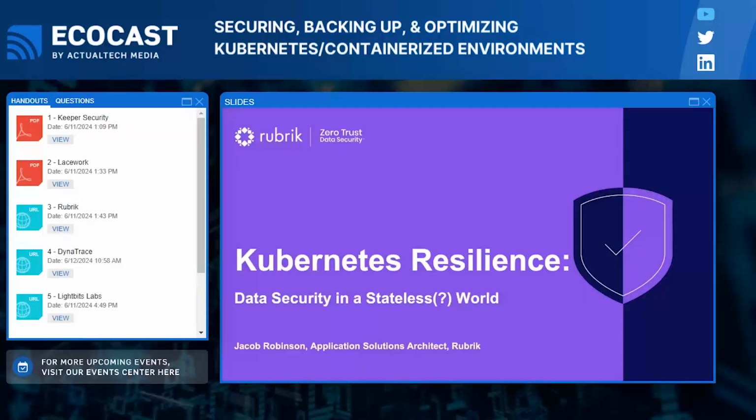My name is Jake Robinson, and today we're going to talk about data security in a stateless world. We'll get into the stateless question mark in a few minutes, but again, very happy you're here today to listen to me talk about protecting Kubernetes.